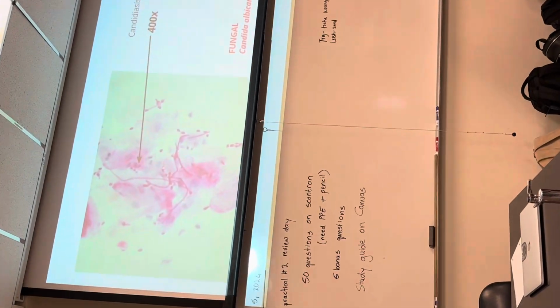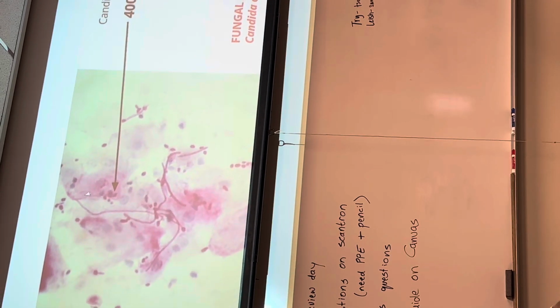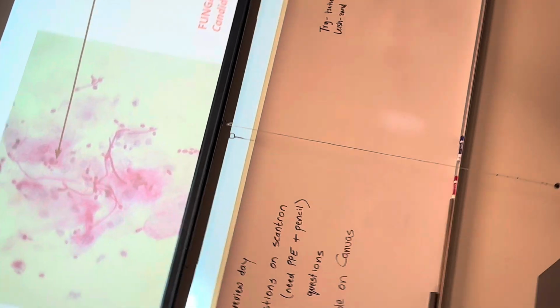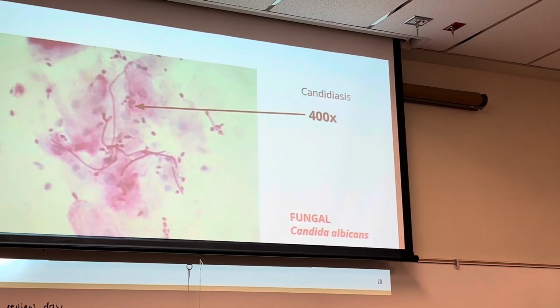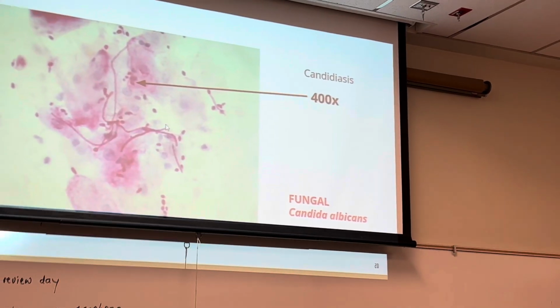Candidiasis, also a vaginal infection. So here are the yeast forms. Here's the hyphae, or sometimes pseudohyphae. So that's a Candida vaginal infection, a yeast infection.